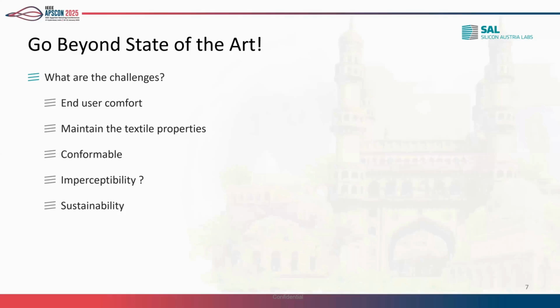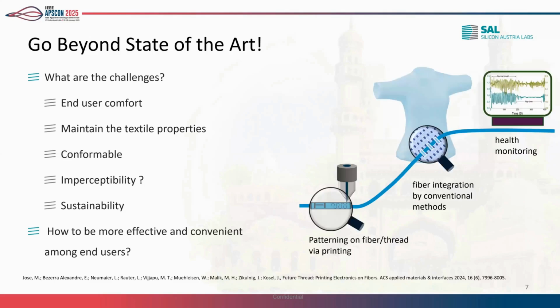So we have recently published something that can be a more effective solution than these currently existing methods. What we do is directly print sensors on thread or fibers. We can directly pattern sensors. The advantage is that it's imperceptible, and multiple sensors can be on a single thread so that it can be used anywhere.